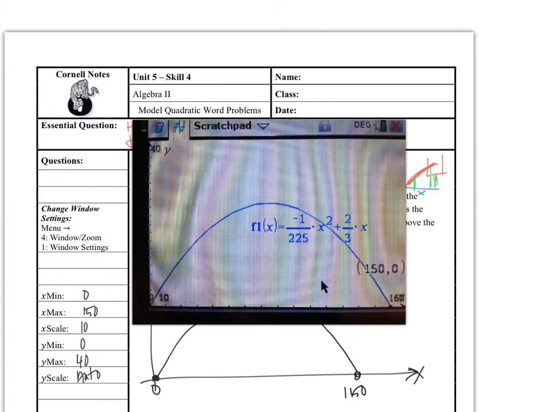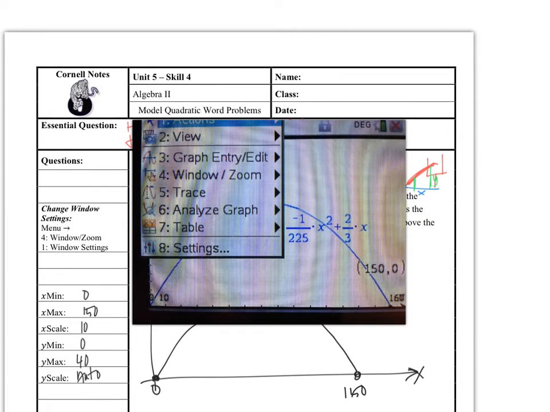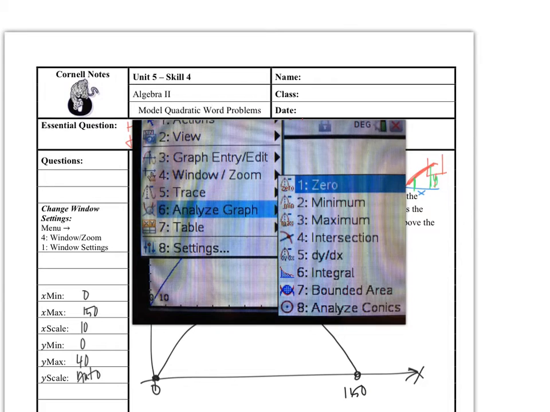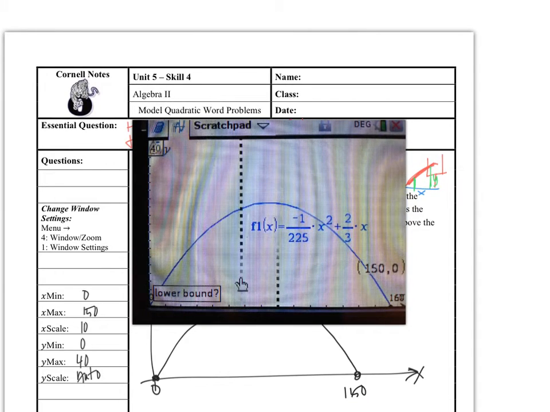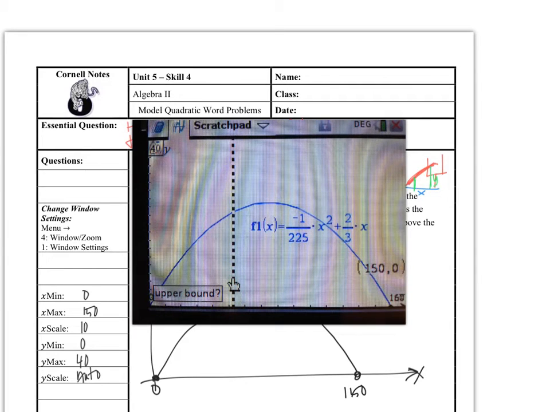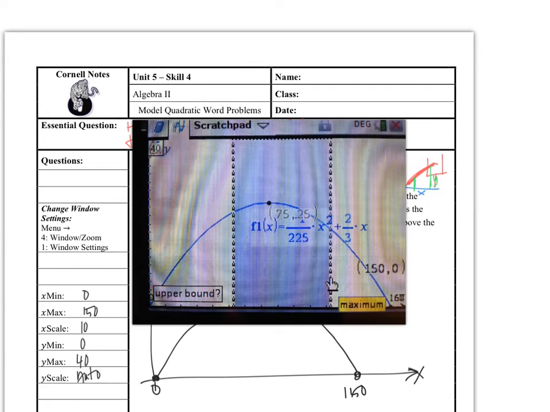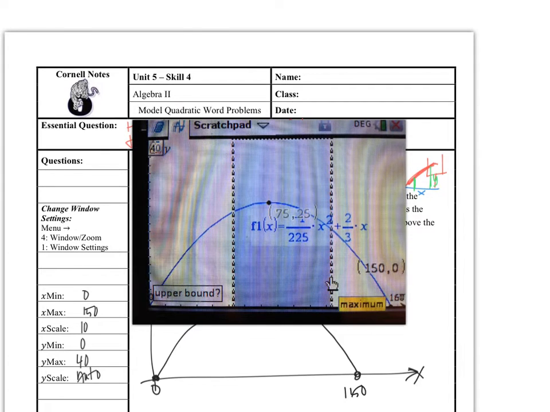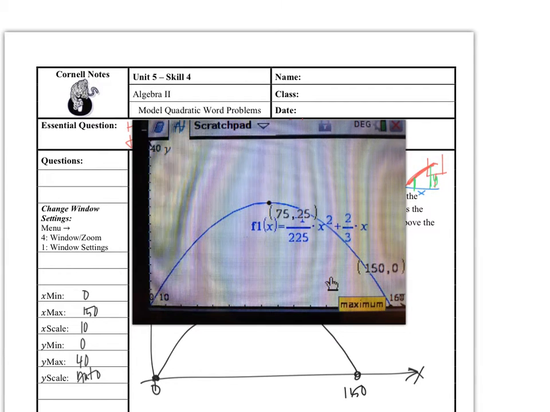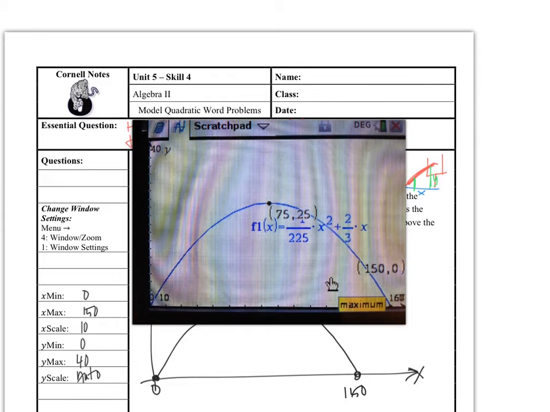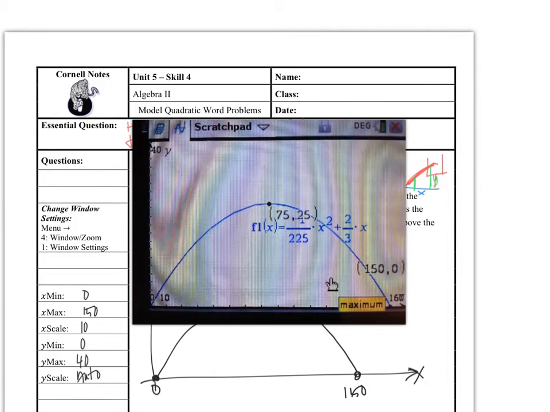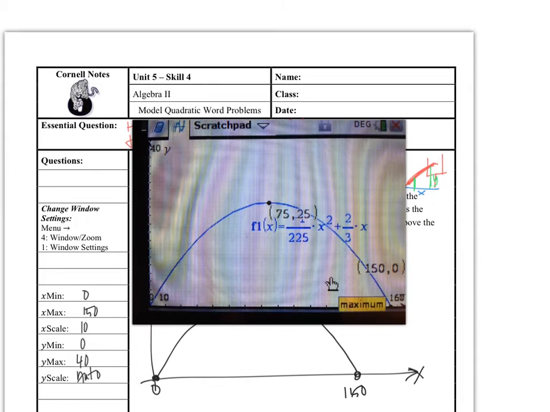So I'm going to hit menu, 6. I can do 3 for maximum, lower bound, upper bound. Make sure you go far enough to the right because you could see that it showed one value, but it wasn't quite the maximum. So I'm going to sketch that on my paper as well, and then we'll see what we need if there's any other additional information to answer the following questions.